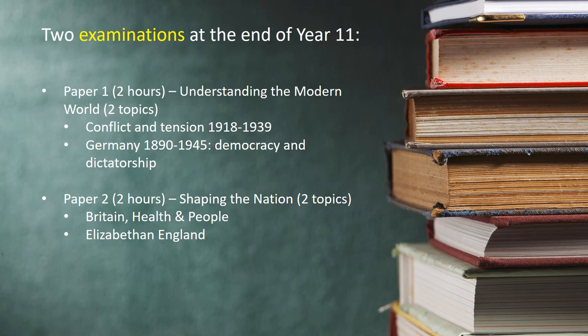In the AQA History course, there are four main topics, and at the end of Year 11 you will sit two exams. Paper 1 is called Understanding the Modern World, and in that there are two topics.